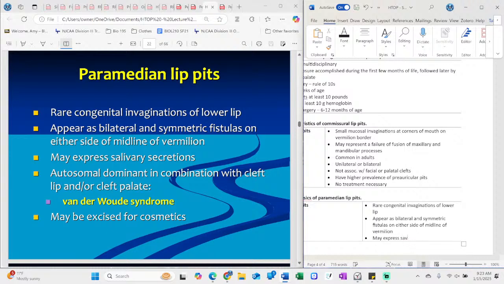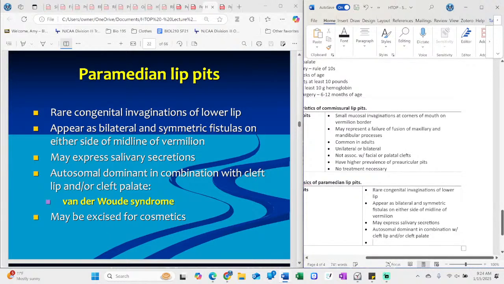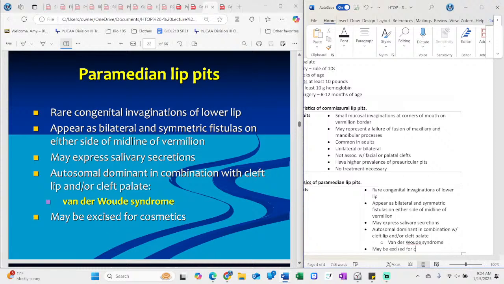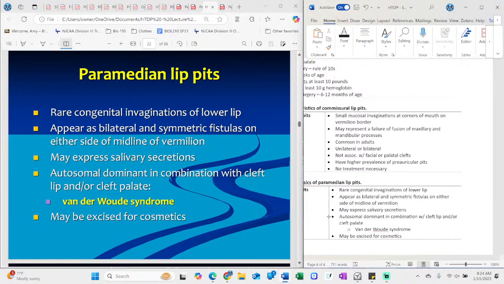So they can appear bilaterally. Typically, what we see are bilateral in the books or in the literature, but the patient may have one in the center of the middle lower lip or on one side of the midline of the lower lip. Similar to commissural lip pits, if you squeeze them, sometimes you may be able to find secretions from the salivary glands. But what is most significant about these paramedian lip pits is that these are associated with a syndromic condition that is called van der Woude syndrome.